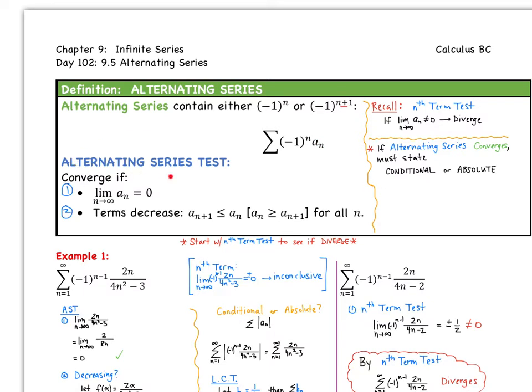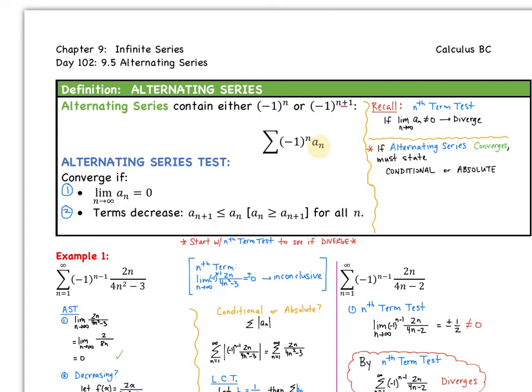So the alternating series test is going to converge if there's kind of two scenarios that we have to show. We have to show the limit as n approaches infinity of a sub n. So that's this portion of that series, okay? We're not worrying about the (-1)^n portion when we're taking that limit for the alternating series test. Also, we have to show that the terms are decreasing, meaning the next term is smaller than the previous term, or the previous term is bigger than the next term, for all n, all right?